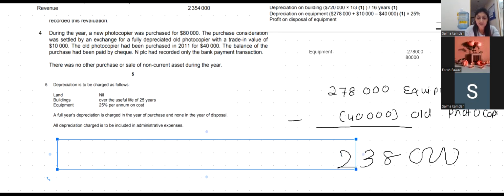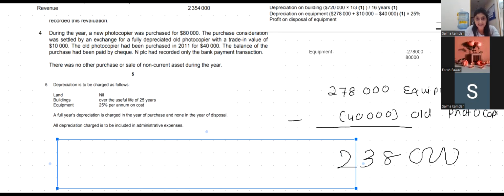They're giving the old machine, it is gone, and they're getting the new machine and they are giving a trading value of 10,000. So 10,000 extra they are paying. How much extra they are paying? 10,000. So depreciation on the equipment would be the original cost 278 and the old machine has gone away. Old machine is for how much? 40,000. Old machine has gone away, 40,000.